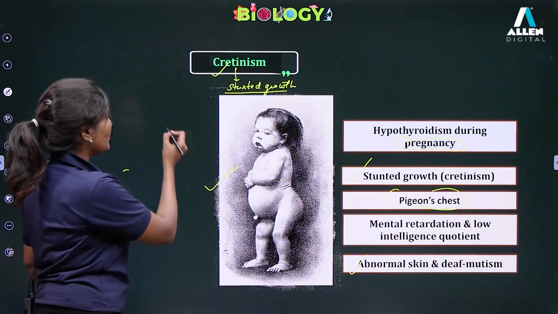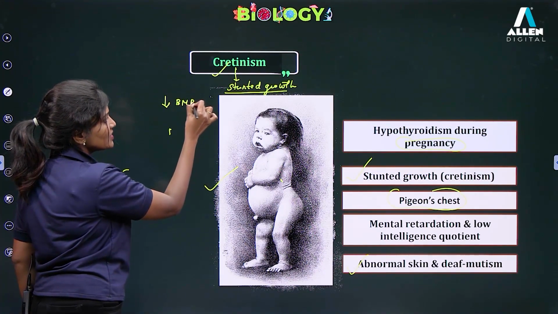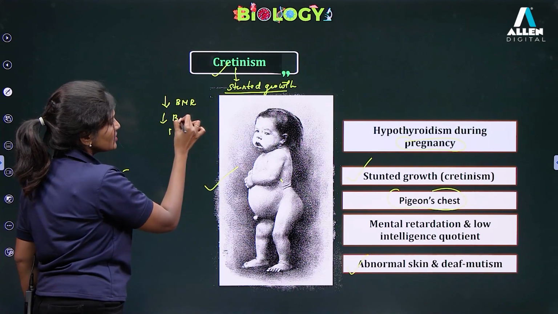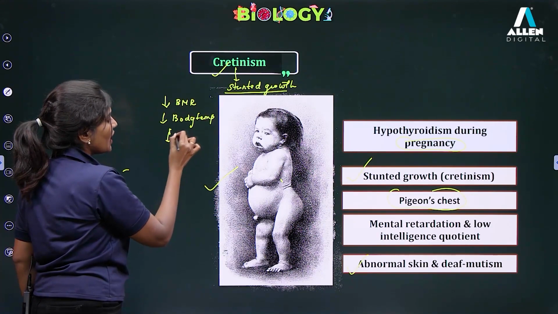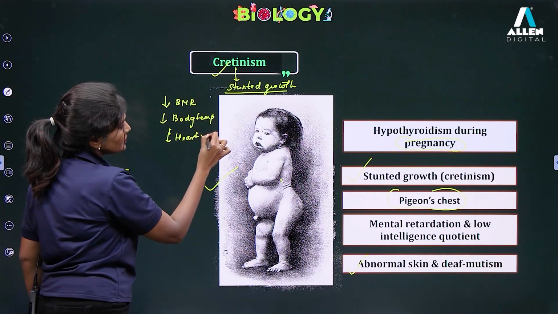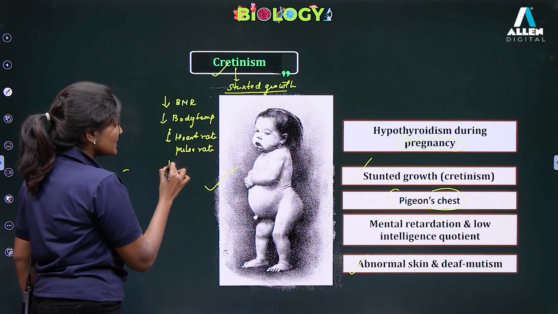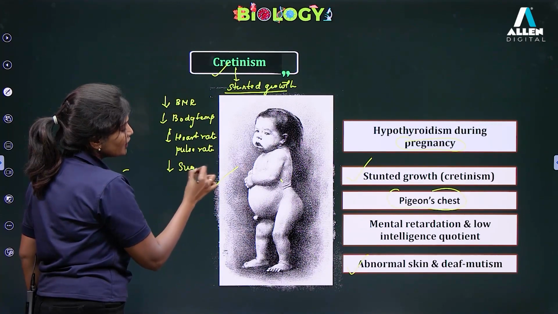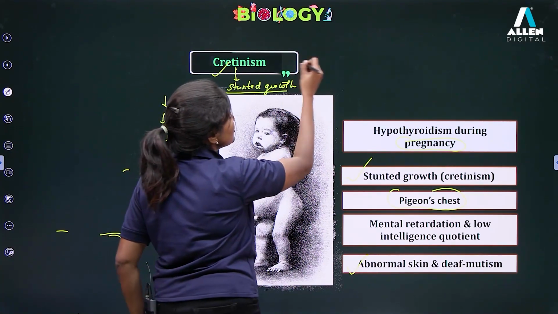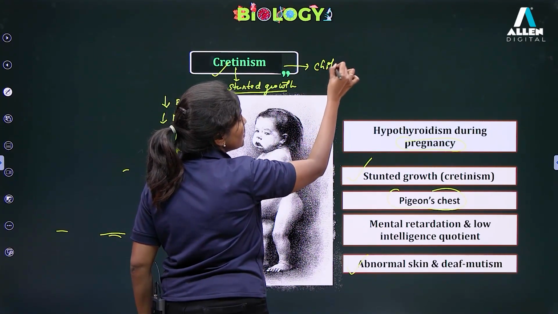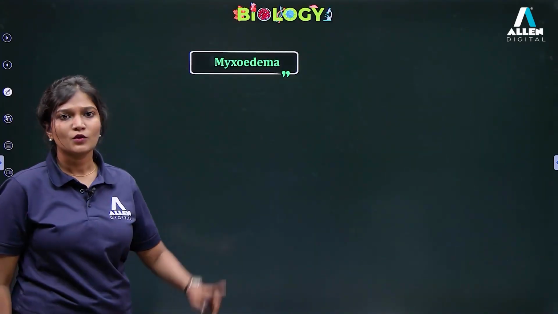So you have to remember one point. If T3 and T4 are going to be less, then the basal metabolic rate decreases. Then the body temperature decreases. Then there is going to be a decrease of heart rate, pulse rate, and there is also a decrease in the sugar. So in such patients, you can observe this. But most importantly, cretinism is a condition which is seen in childhood, not in adults. So remember this point, which is very, very important for our examination. So we are done with the second one.